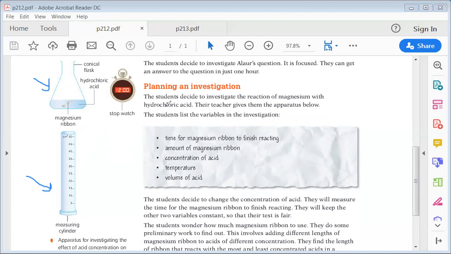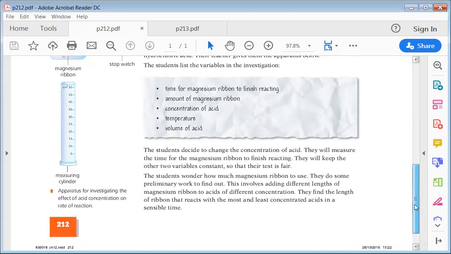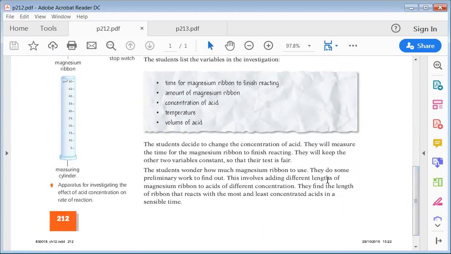Their teacher gives them the apparatus below. The students list the variables in the investigation. So here, they have the time for the magnesium ribbon to finish reacting, the amount of magnesium ribbon, concentration of acid, temperature, and volume of acid. Okay, these are their variables. So the students decide to change the concentration of the acid.